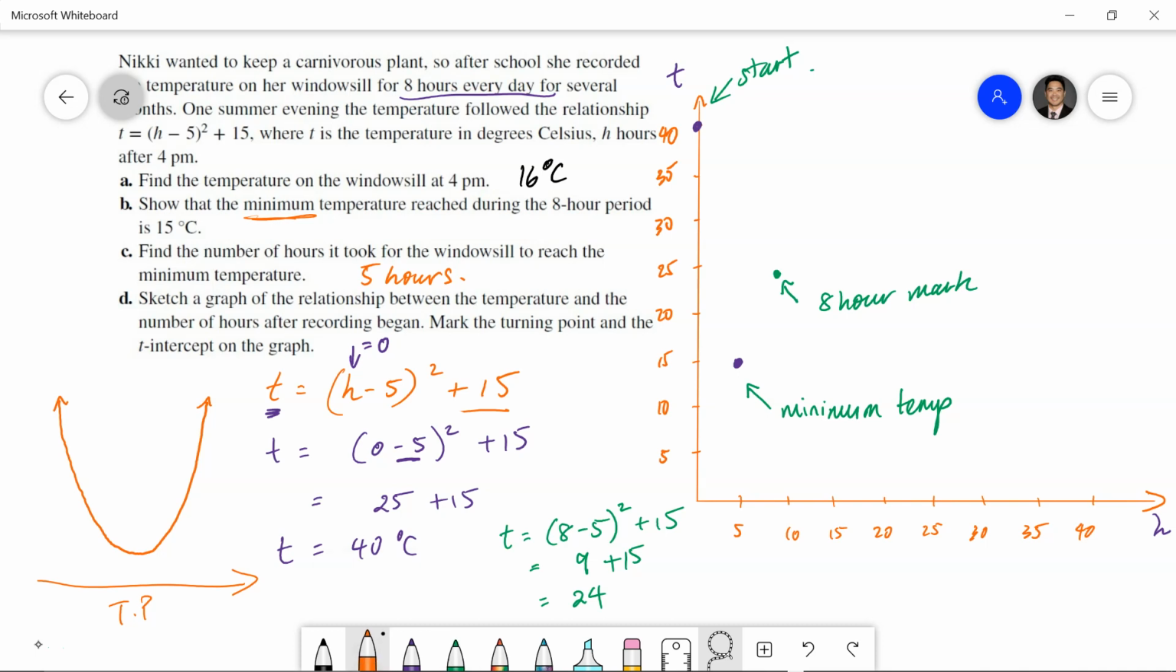And so if we were to sketch that, we end up having something like that, within that time frame. So that is then the answer to part D of this question.